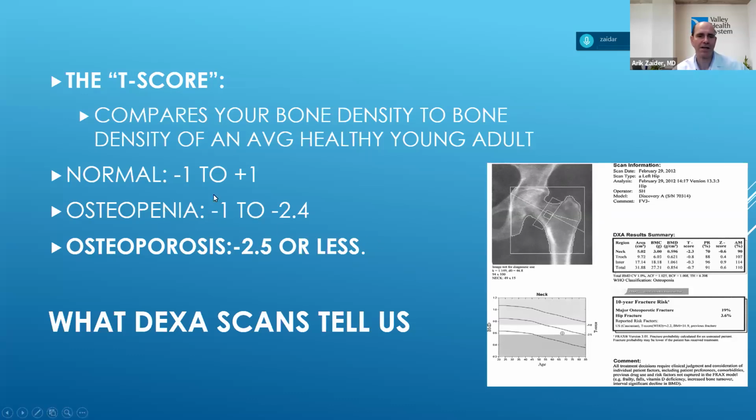You'll notice that there's a kind of in-between gray category called osteopenia. Osteopenia is when the bone density is a bit low, but it's not quite minus 2.5. It's from minus 1 to minus 2.4. We'll talk about how to deal with that.